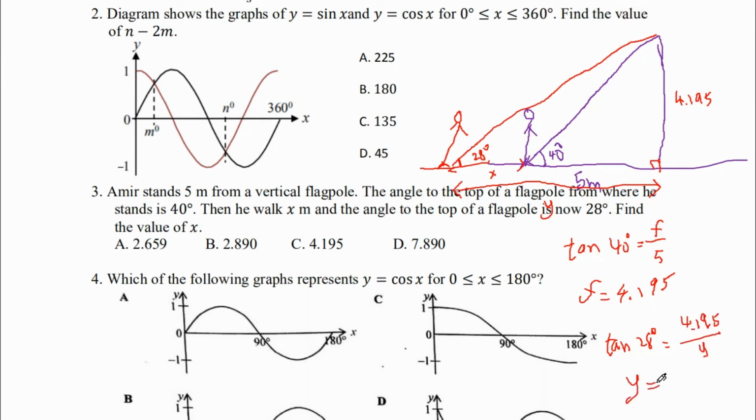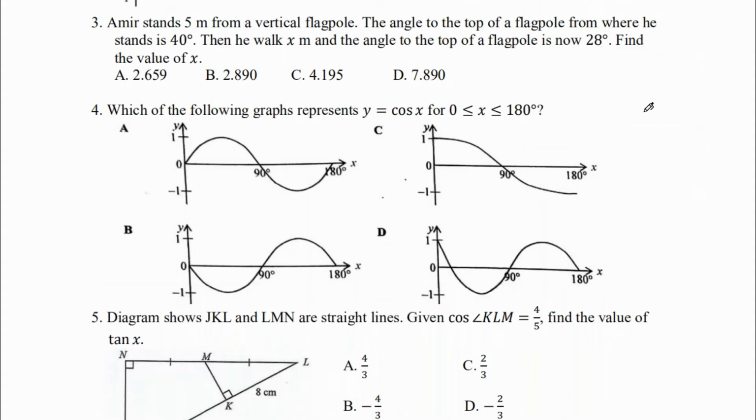So y equals 7.89. Okay, so x is 7.89 minus 5. So the answer is 2.890.